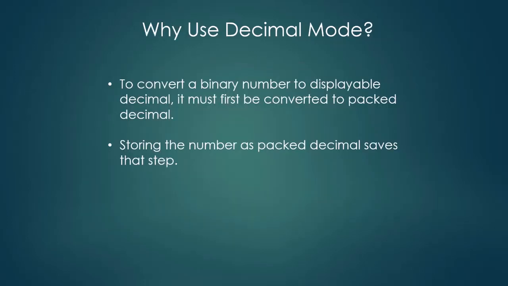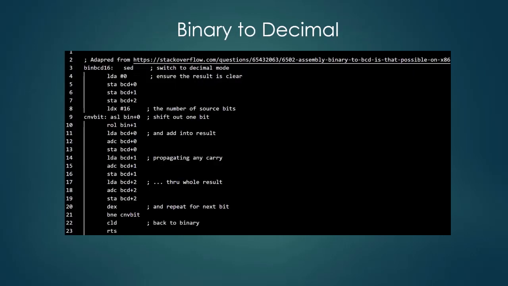So why use decimal mode? It turns out to convert a binary number to displayable decimal, it must be converted first to packed decimal. And that's fairly computationally intensive. And so storing the number as packed decimal saves that step.